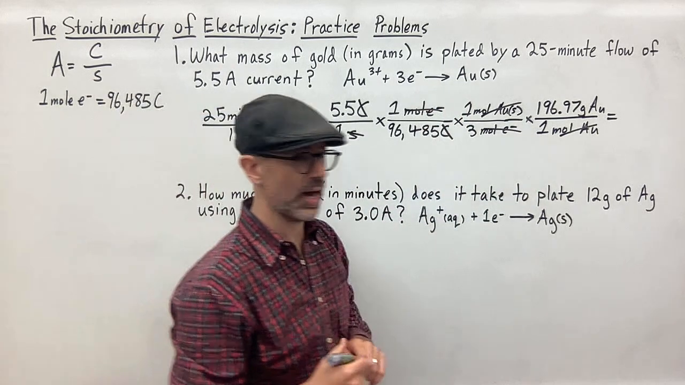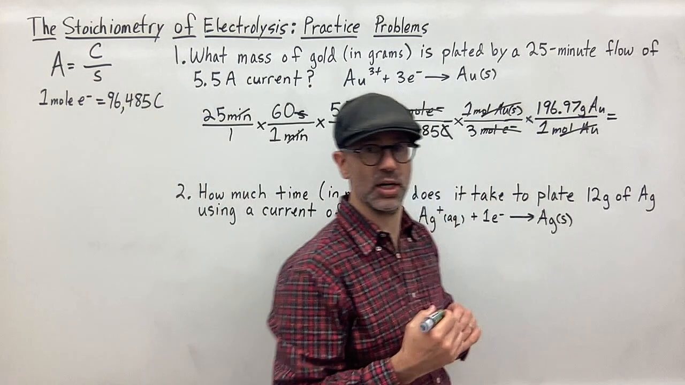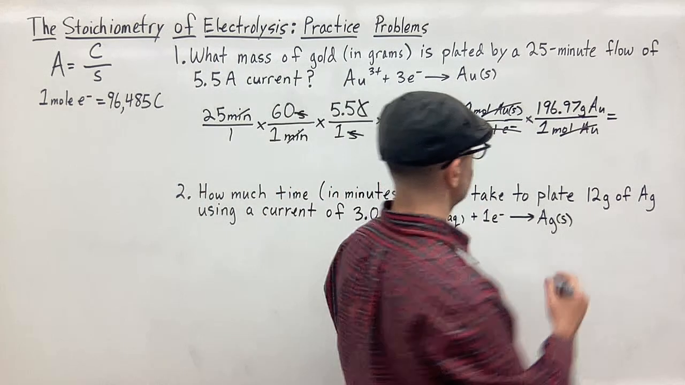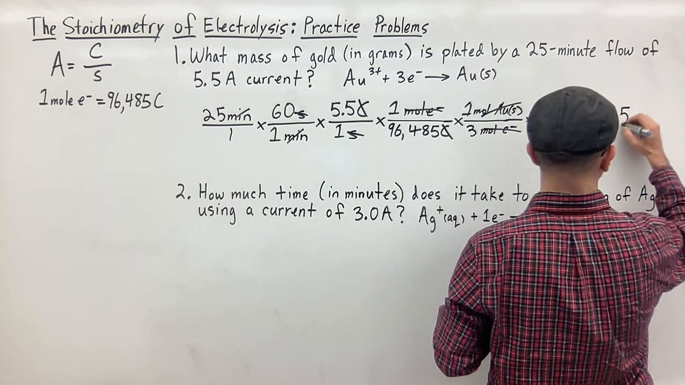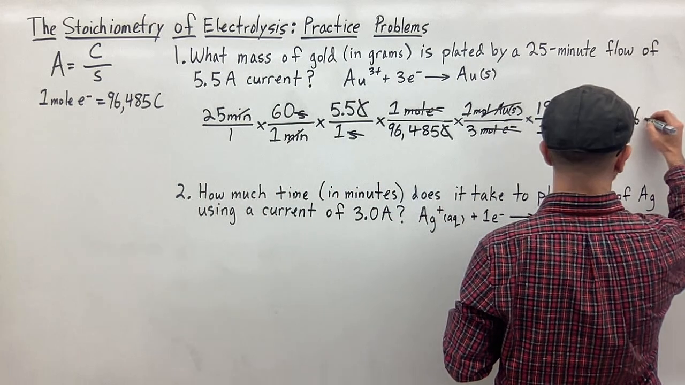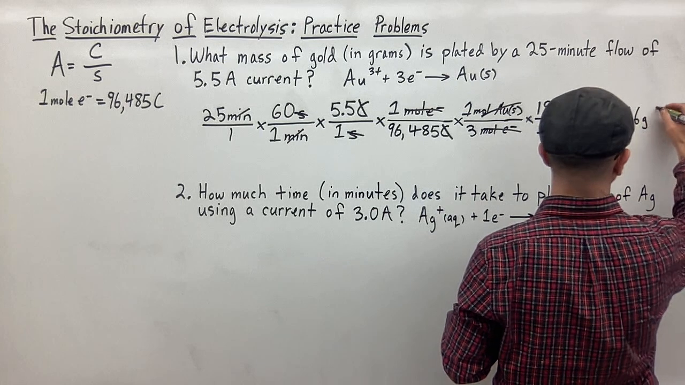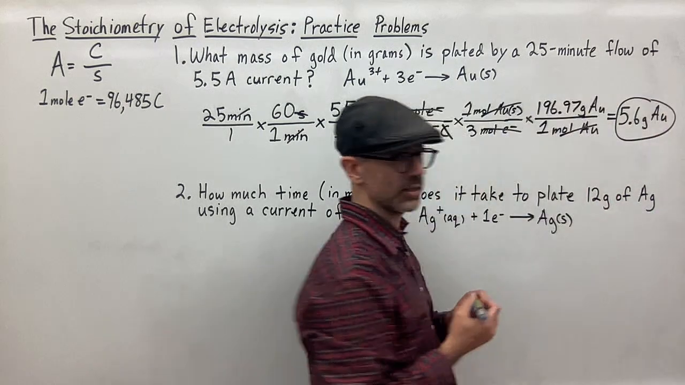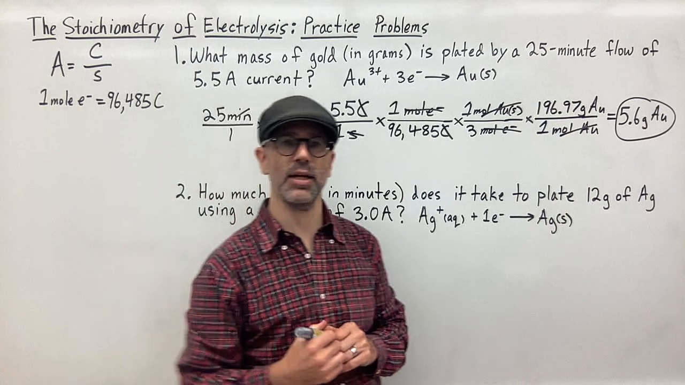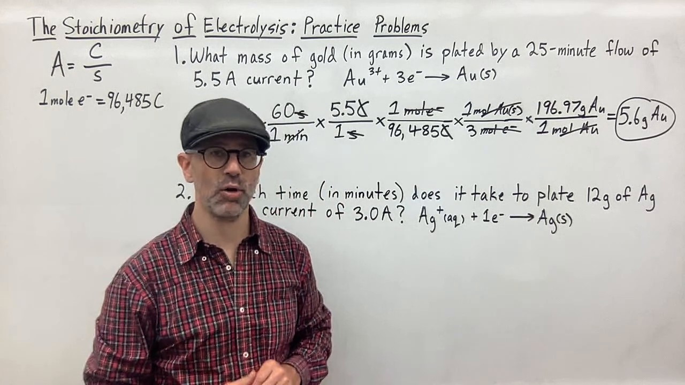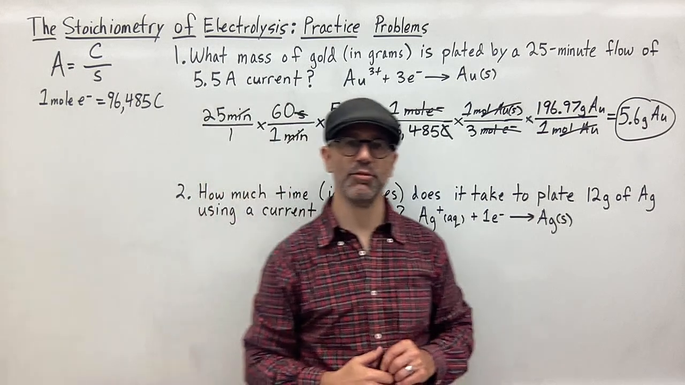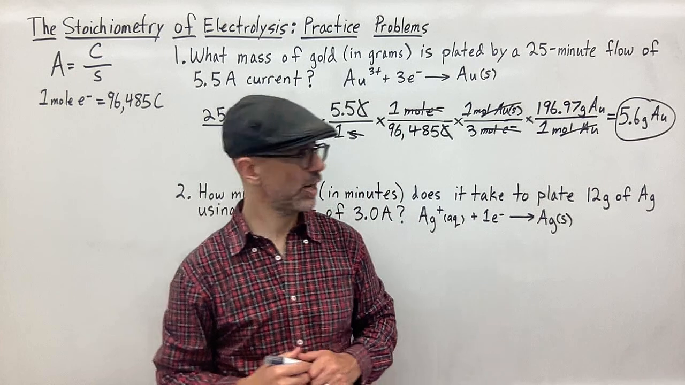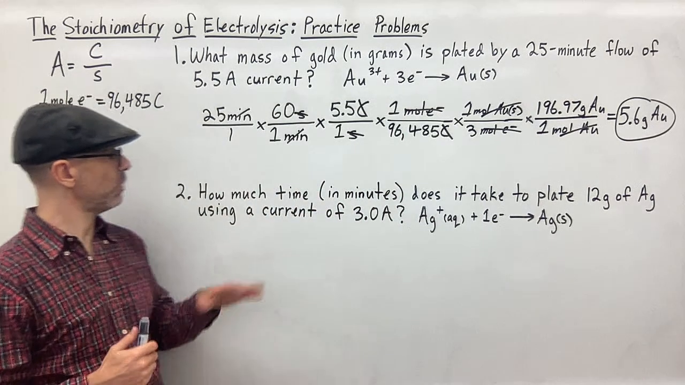And when I do that, I get my answer of 5.6 grams of gold. That's the amount of gold that's plated during the 25-minute flow of a 5.5 amp current. Okay, excellent. So what about this problem here?